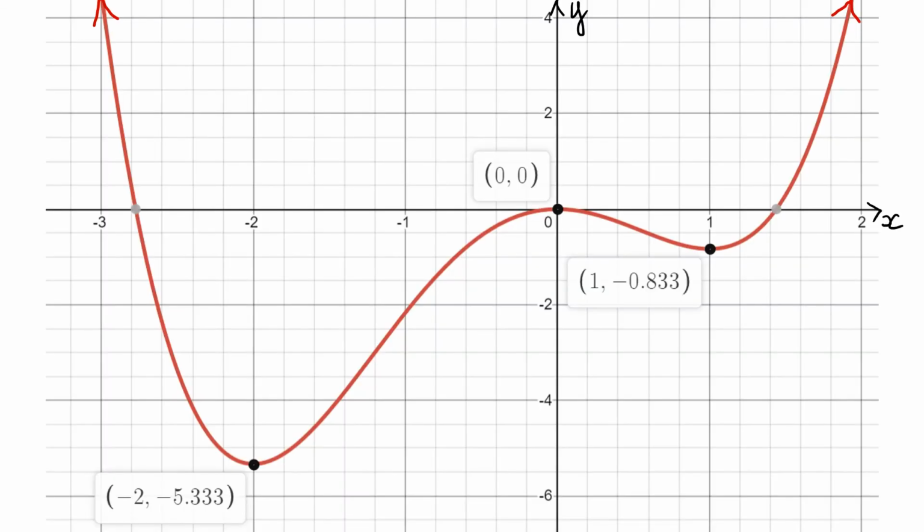So for example, this curve here, we have a local minimum, which is also the global minimum, at the point -2, -5.333, etc. We have a local maximum here at 0, 0, and we have a local minimum at 1, -0.833. The curve goes off to infinity at the top, so there is no global maximum.